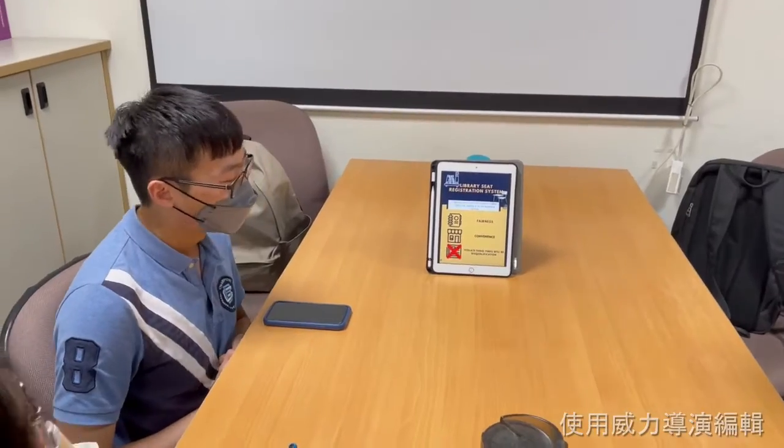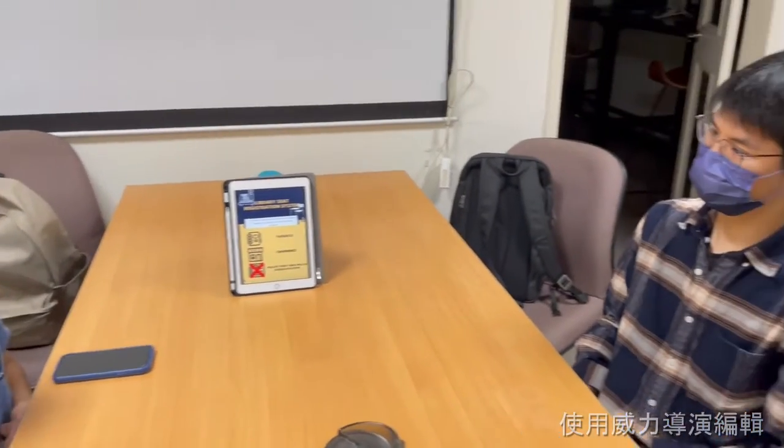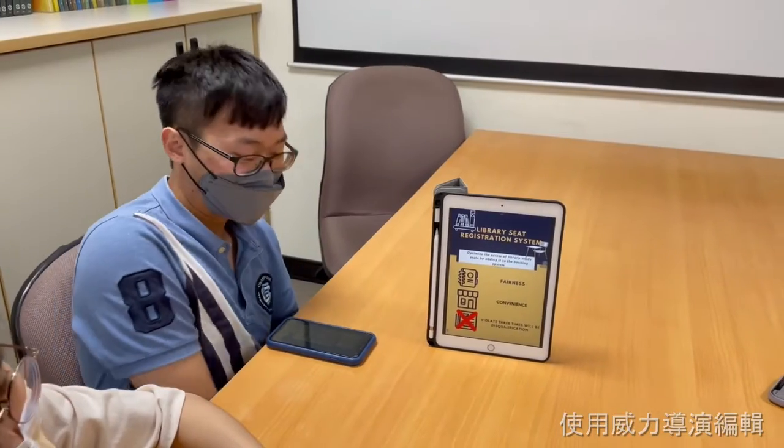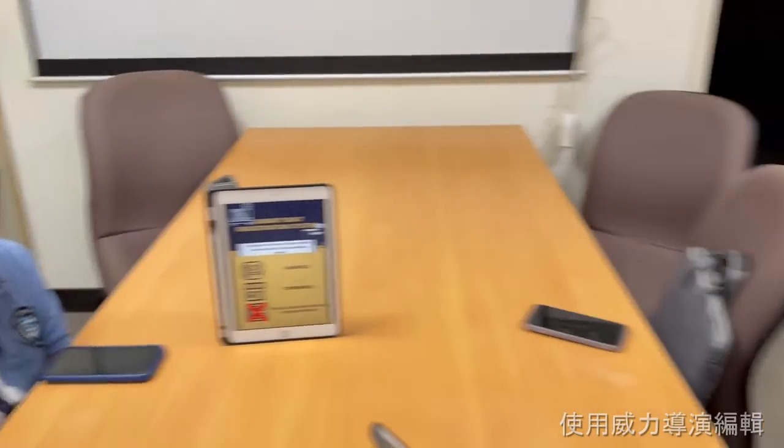Would you like to use our system to book the seats? Yeah, it looks really helpful for me, since there is always no seat available before the week of midterm exams. And I think this product can solve this problem. And maybe I will try this system to make a reservation next time. So, would you like to use our system? Yeah. Yes, definitely.